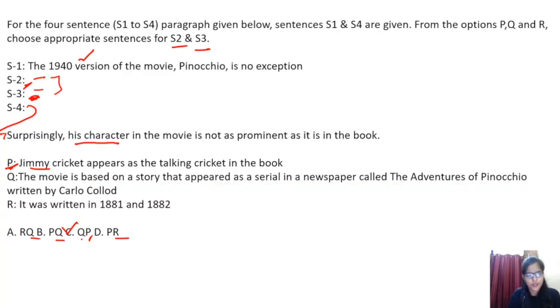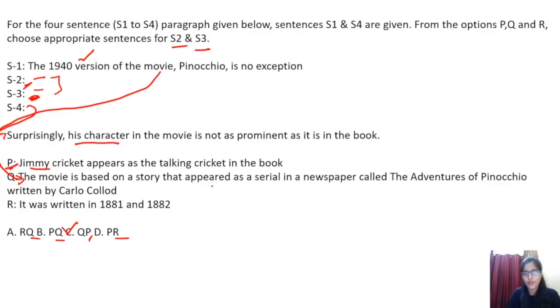Although let's place Q as well: the 1940 version of the movie Pinocchio is no exception. The movie is based... You can see here they are talking about the movie itself. So there is a relation. Whatever statements you are choosing, make sure that there is a relation, because obviously you don't talk about something and then randomly jump to another topic. So statements should be relatable. That's what I'm trying to say.